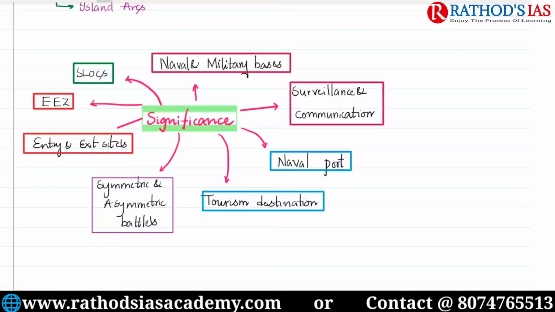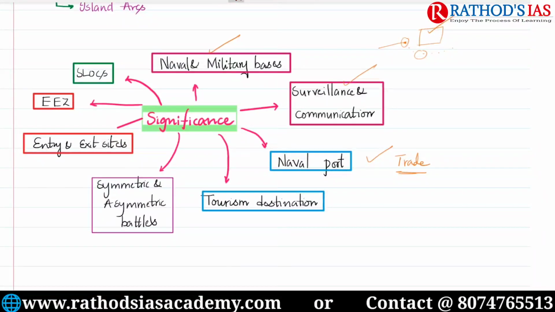If you are talking about the importance of these islands, they act as naval and military bases. For example, if there is a country here and we have islands here, then this country will be acting as a military and naval base for this country. And in oceans and seas, these islands can also be used for surveillance and communication. These islands also provide naval ports in the oceans that are helpful for trade.